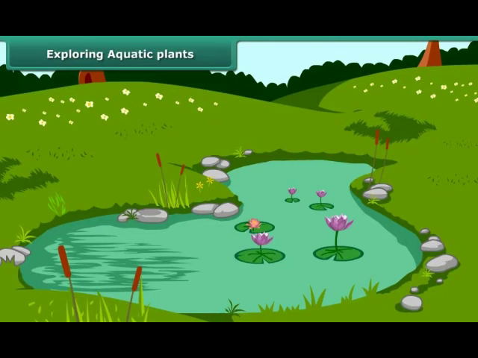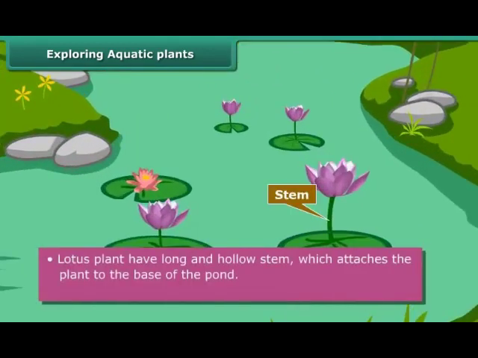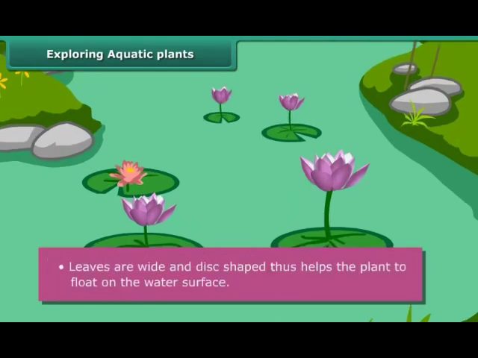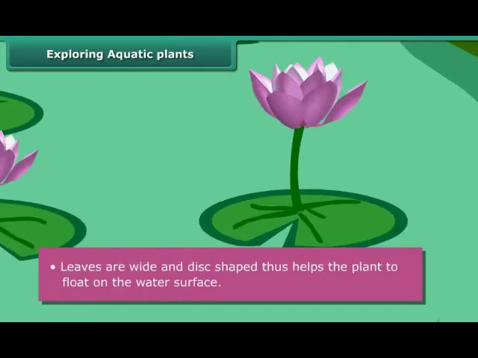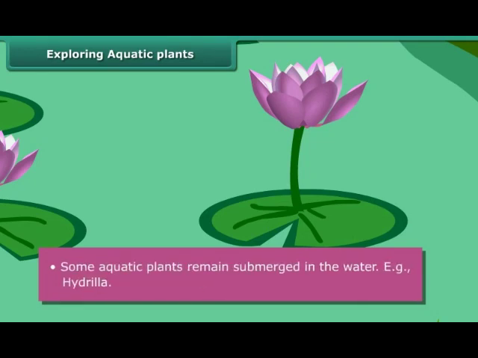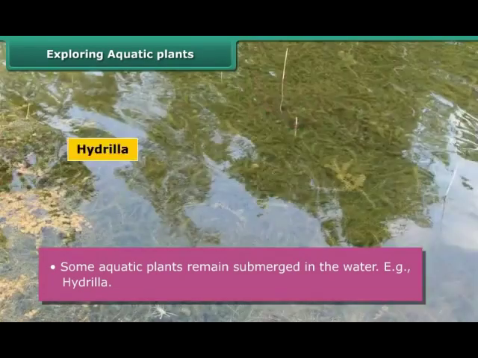Students, you might have seen lotus floating in ponds and lakes. These plants show various adaptations to live in water. Lotus plants have a long and hollow stem, which attaches the plant to the base of the pond. Roots are short. Leaves are wide and disc-shaped, thus helping the plant to float on the water surface. Some aquatic plants remain submerged in the water. For example, hydrilla.